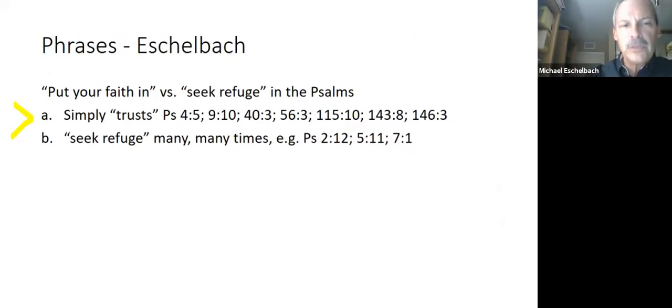You could go to the New Testament and listen to Jesus say, unless you repent and become as a child, you can't enter the kingdom of heaven. So that must have something to do with faith, belief, and trust. In these other instances, it's translated "put your faith in," but it actually much more simply means to seek refuge in.